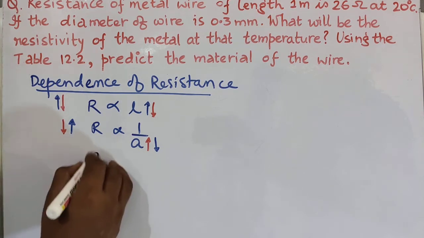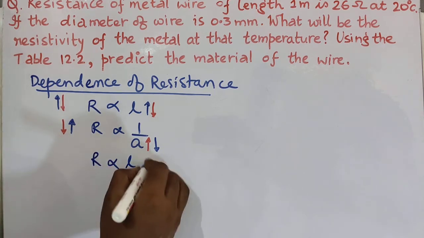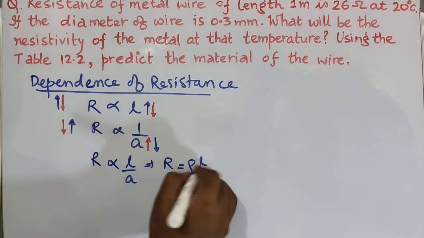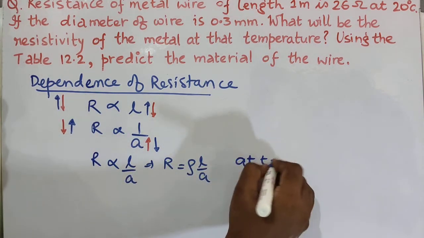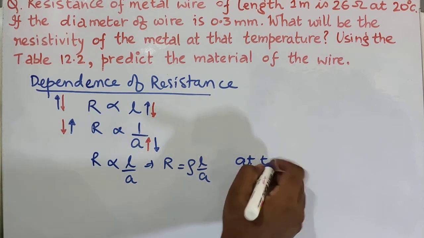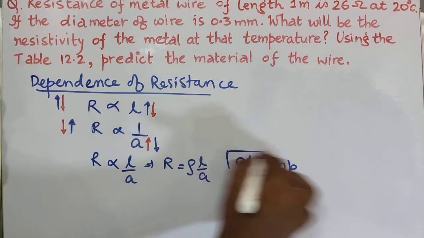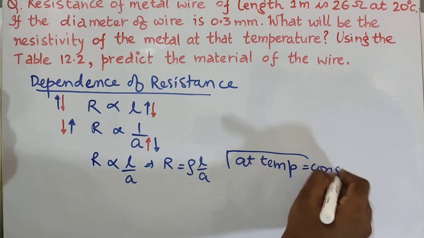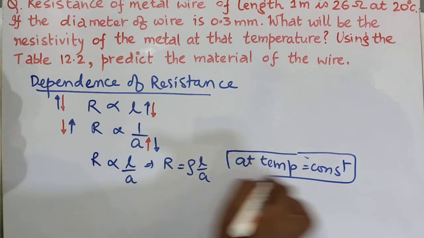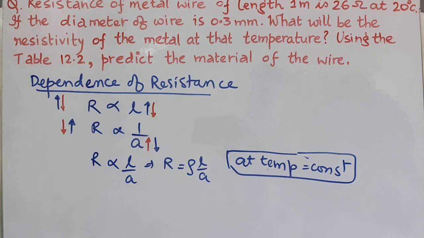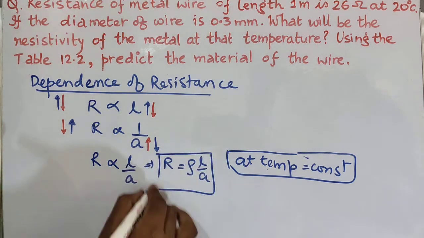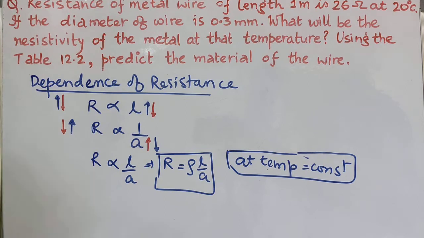So we can write it as R is proportional to L by A, and R is equal to rho L by A at a given temperature. At a given temperature, we'll keep the temperature constant to get the constant value of resistance. So this is the dependence. So let's do the question now.